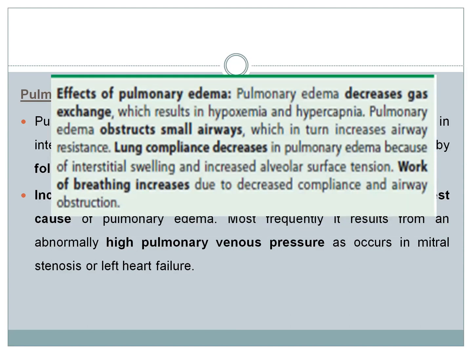The effect of pulmonary edema is decreased gas exchange, which is the most harmful effect, resulting in hypoxemia and hypercapnia, and this obstructs the small airways, which in turn increases the resistance. The lung compliance also decreases in pulmonary edema because there is interstitial swelling and increased alveolar surface tension. Work of breathing also increases due to decreased compliance and airway obstruction.